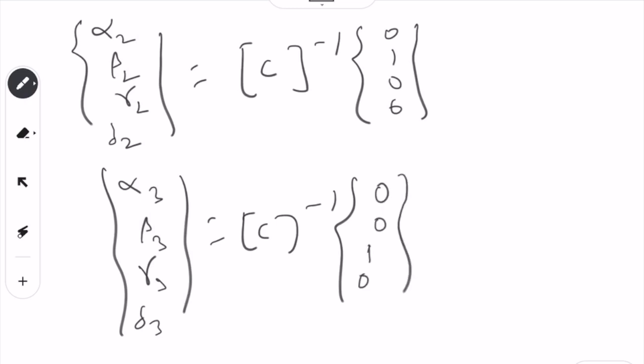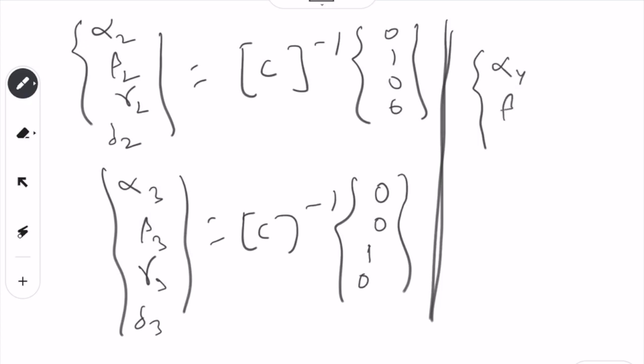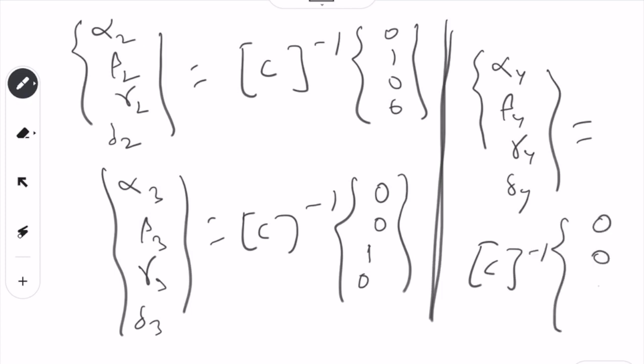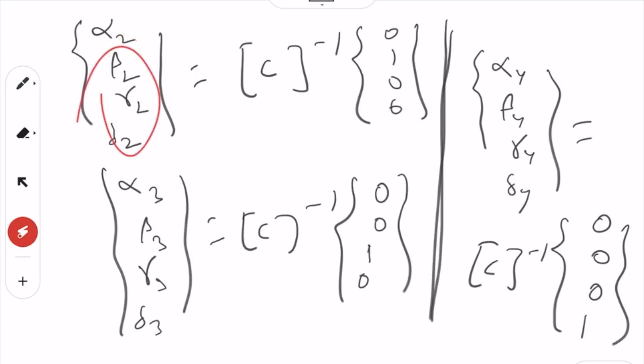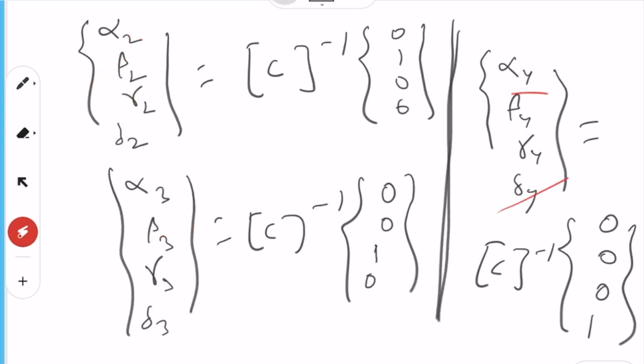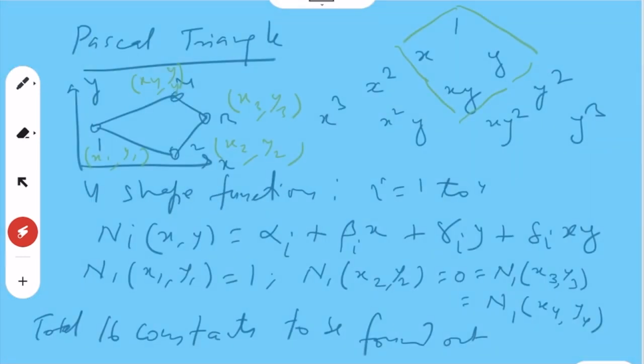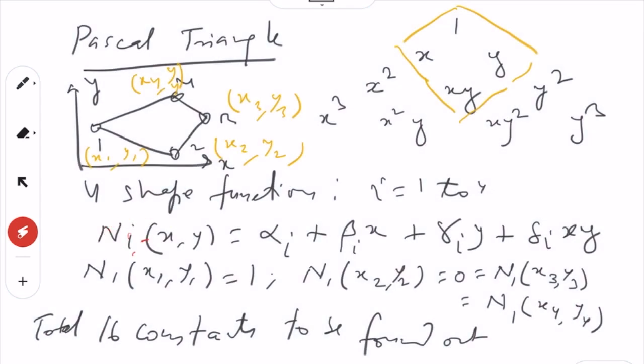Yeah, and similarly, we can find out the other one. Similarly, you can find out this last one. So, this is alpha 4, beta 4, gamma 4, delta 4, which will be equal to C inverse times 0 0 0 1. Yeah. So that means you can find out this one. Once you have found this, you can construct all the 4 shape functions, n1, n2, n3, n4.